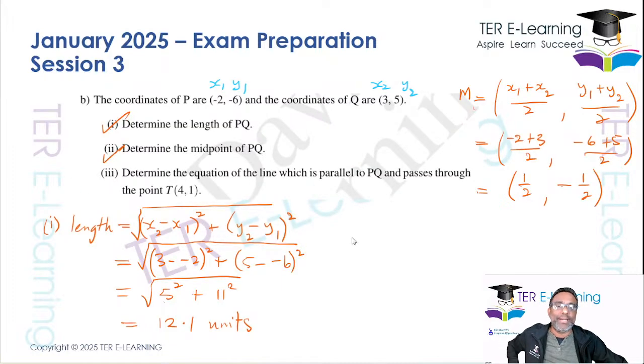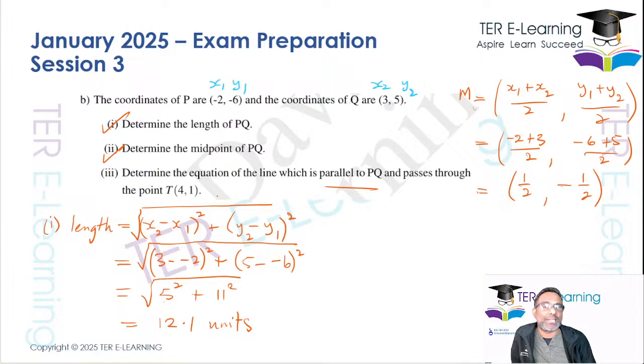Alright, so the last part of the question, we want to determine the equation of a line which is parallel to PQ, but it passes through this point 4, 1. Now, visually, I want you to understand what's happening here. So you have a point P, and you have a point Q. Now this is just for illustration purposes, and we have this line here. We want to work out the equation of a line which is parallel to PQ, but it passes through the point 4, 1. So it's as if we have a point here, which is given by 4, 1.